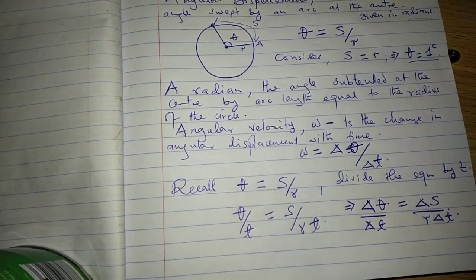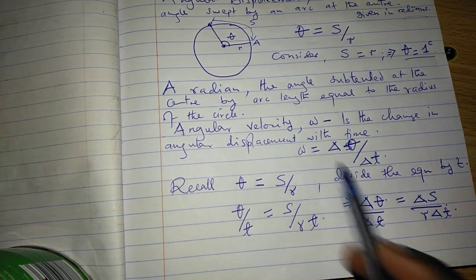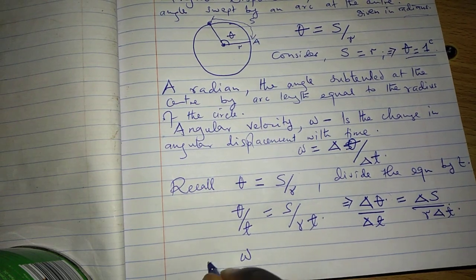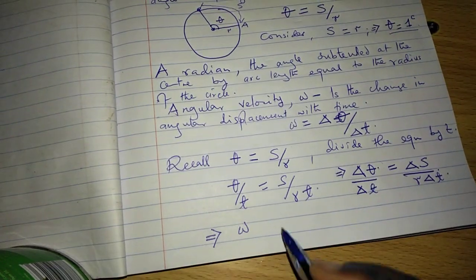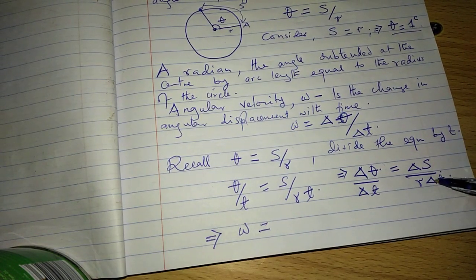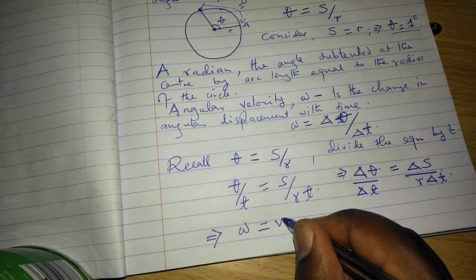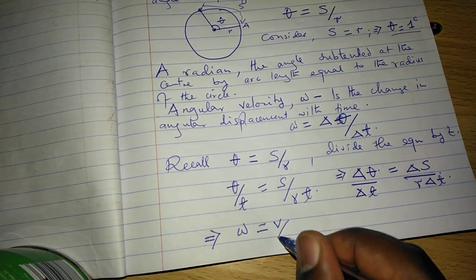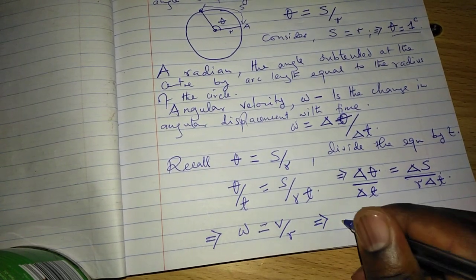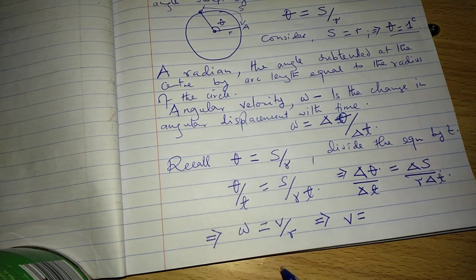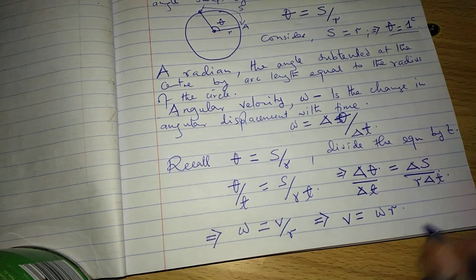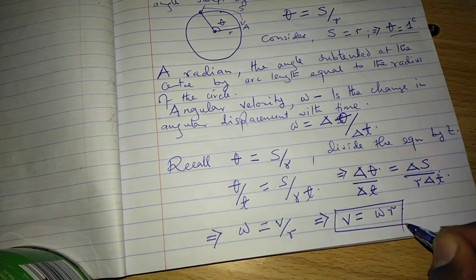We know very well that the left side gives us the definition of omega. This implies that omega equals, when we take change in s out of change in t, we get velocity v according to linear motion, out of r, because there is a radius here. Then when we multiply through by this radius, v equals omega r. So velocity equals omega r.